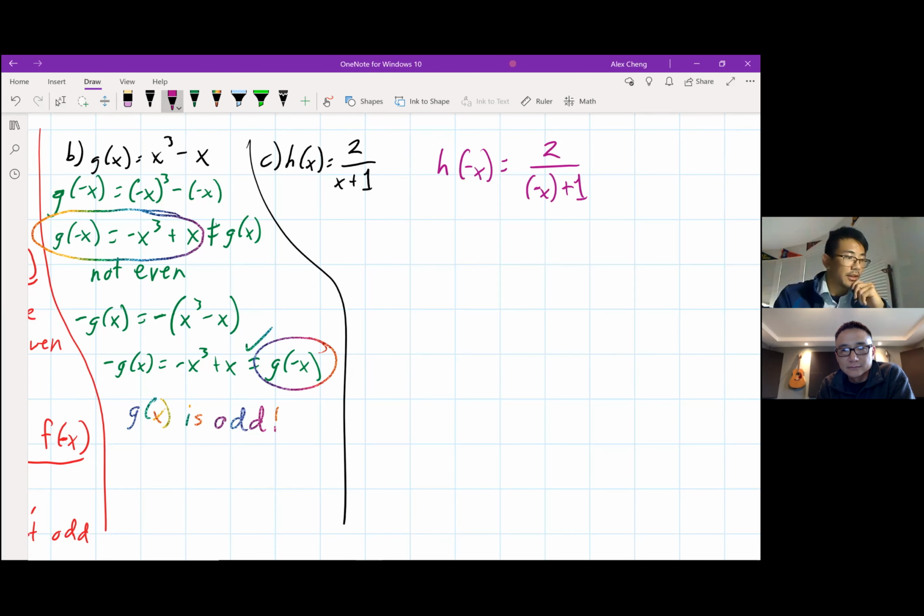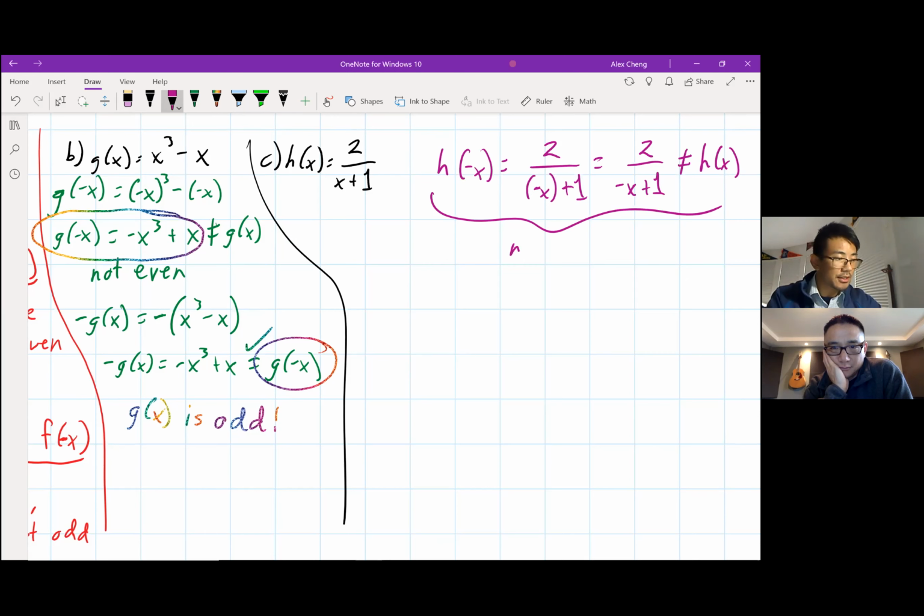And nothing really to distribute or anything, so we'll just be at negative x plus 1, which is not the original function, unfortunately. So this right here tells us it is not even.